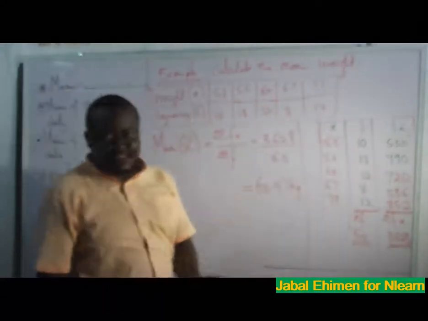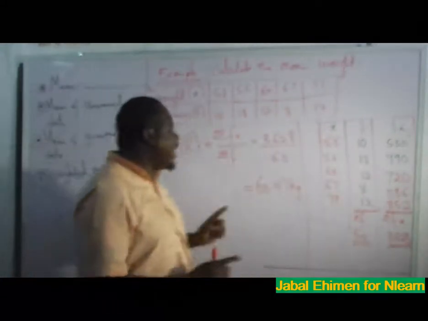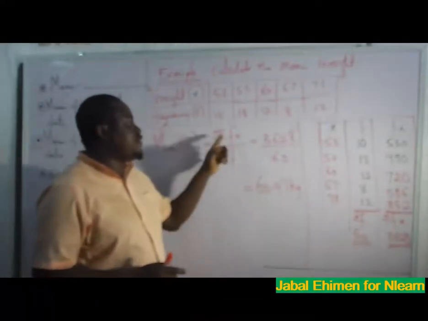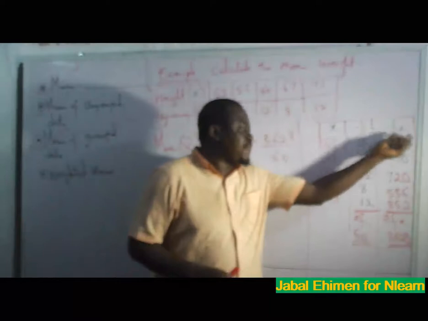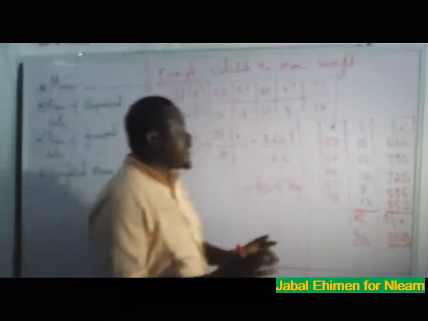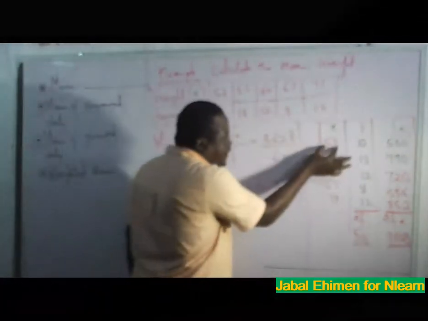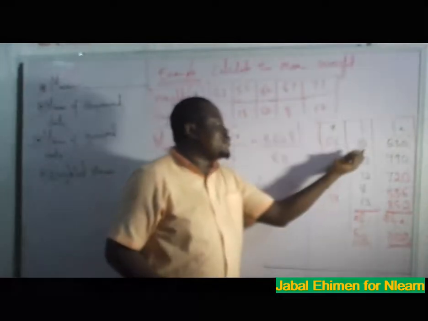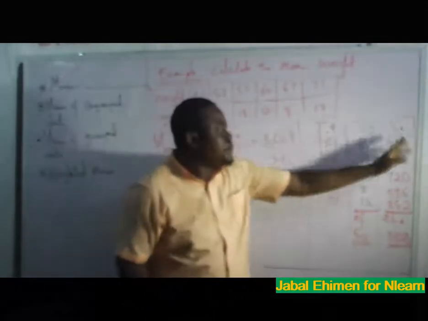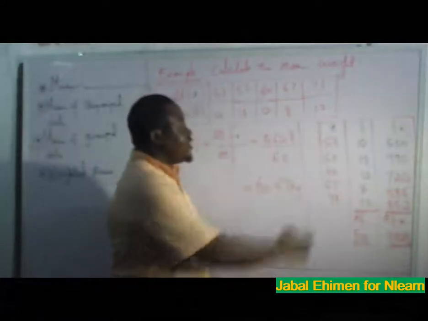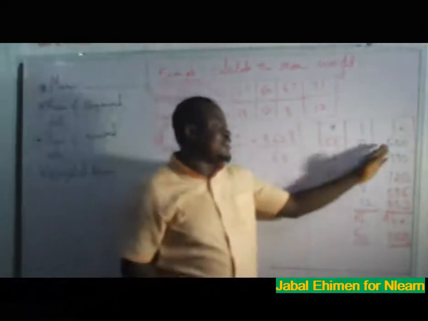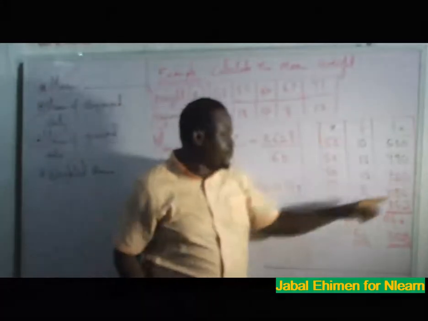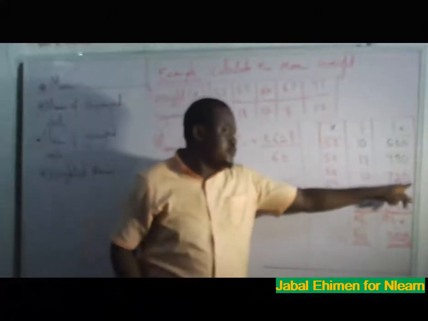Now, from there, it's easy for us to say that we have to calculate, first of all, the value of the summation of fx. So we have to find f times x. So f times x is the multiplication of 53 and 10. Whatever you get from the multiplication of these two, you put it on this row. So 53 times 10, that gives me 530. 55 times 18 is 990. 60 times 12 is 720.